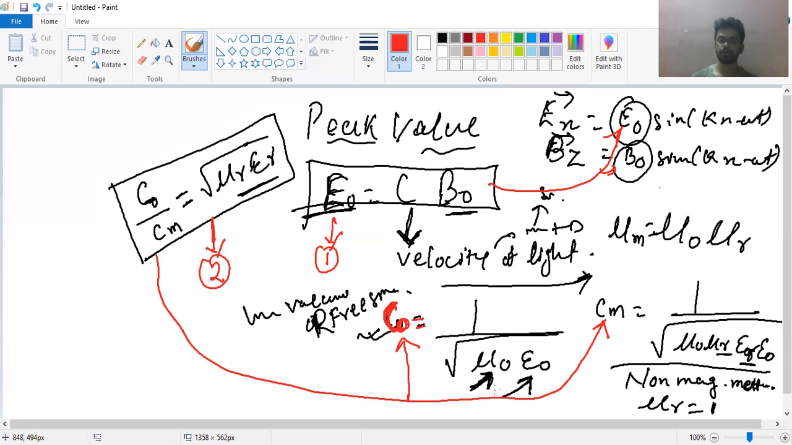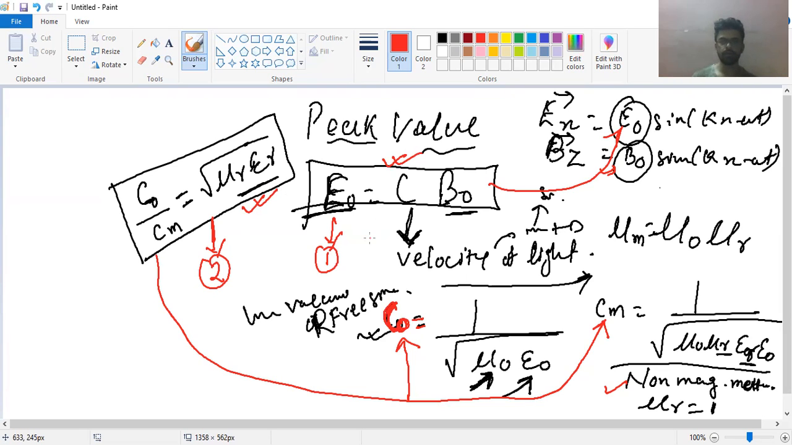It is given as the absolute permeability. In free space there is no medium. If there comes any medium, then relative permeability will come into the picture. We multiply the absolute with the relative, then we get the permeability of our required medium, right? And if there is a non-magnetic material, then mu r is equal to 1. Just put mu r equal to 1. Nothing else. So these two equations should be remembered and used correctly.